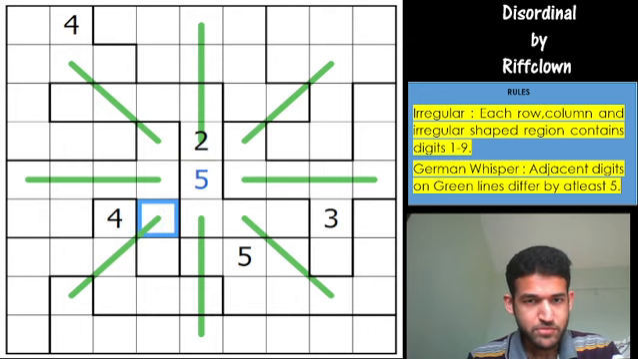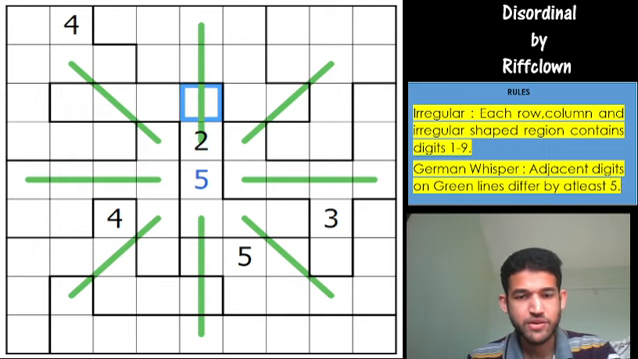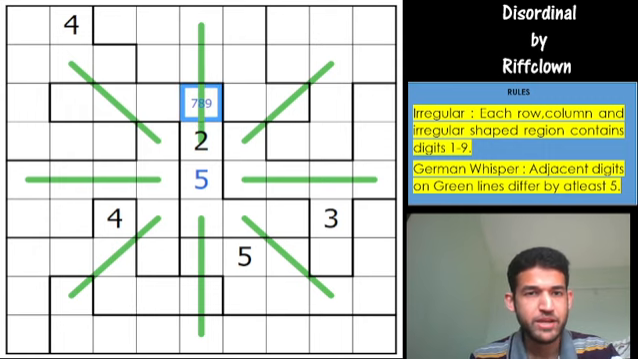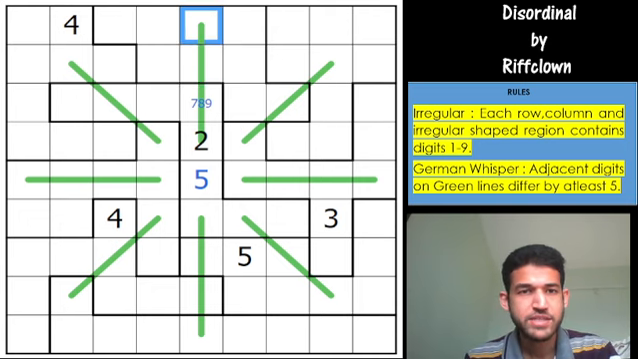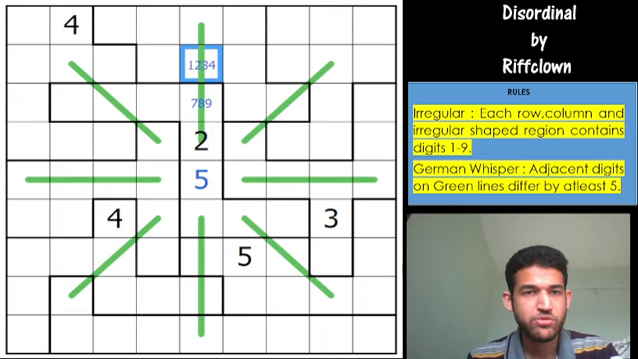And look at this too. This needs to have a difference of at least 5, so it can only be 7, 8 and 9. On German whisper lines, the grouping of digits will always be 1, 2, 3, 4 in one cell and 6, 7, 8, 9 in another cell in some order, right? That will always be the grouping in any German whisper Sudoku.